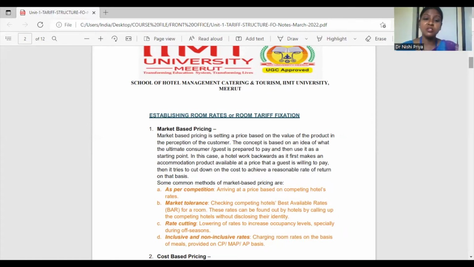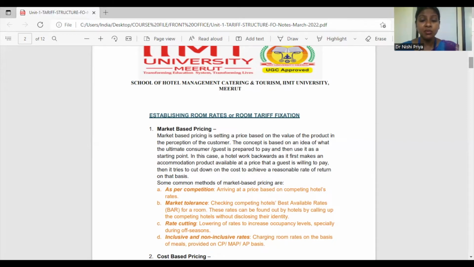Market-based pricing. Market-based pricing is setting a price based on the value of a product and the perception of the customer. The concept is based on the idea of what the ultimate consumer or guest is prepared to pay, and then using it as a starting point. In this case, a hotel works backward. It first makes an accommodation product available at the price that a guest is willing to pay, and then it tries to cut down on the cost to achieve a reasonable rate of return.